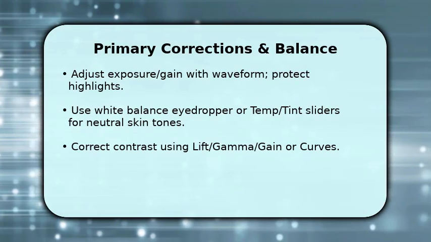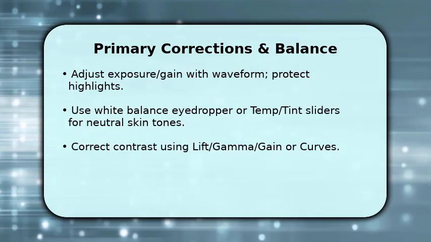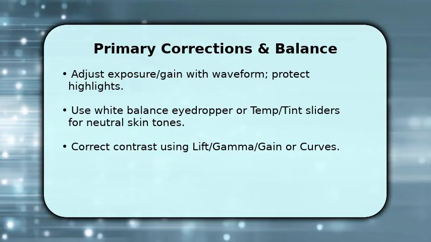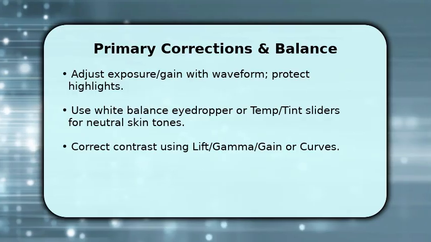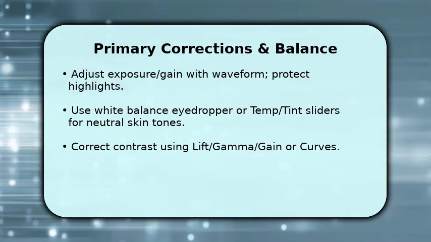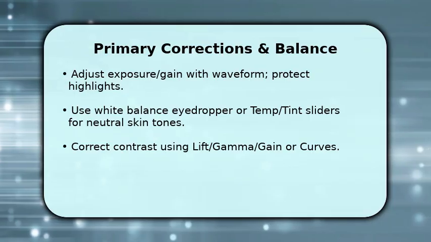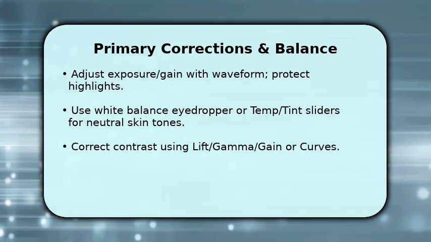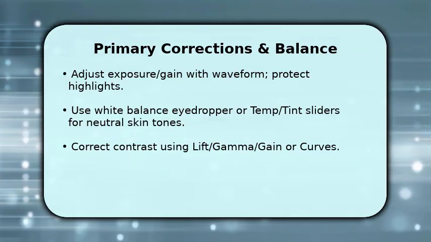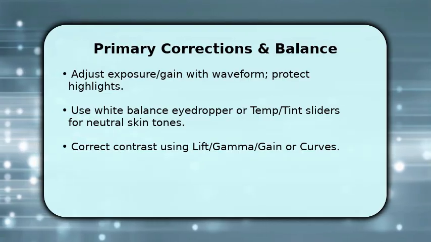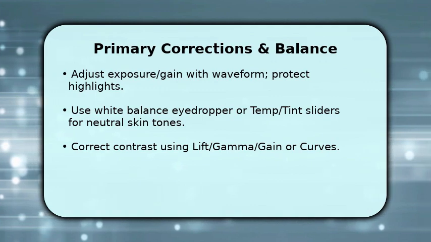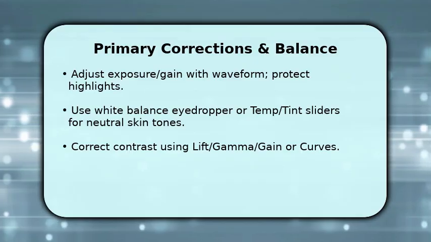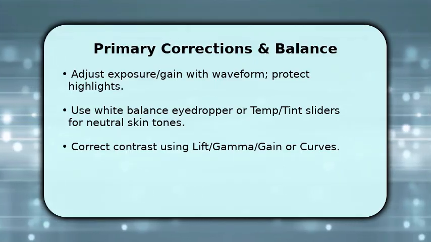You tackle primary corrections now to create a neutral baseline before stylizing. Start by setting exposure with the waveform. Pull gain down if highlights clip and raise lift for shadow detail. Then balance color with the white balance eyedropper or temp and tint sliders so skin tones read natural on the vector scope. Once balanced, refine contrast via lift/gamma/gain or RGB curves to shape midtones and preserve highlights. Take your time here because accurate primary correction makes secondary adjustments more effective and consistent across shots.